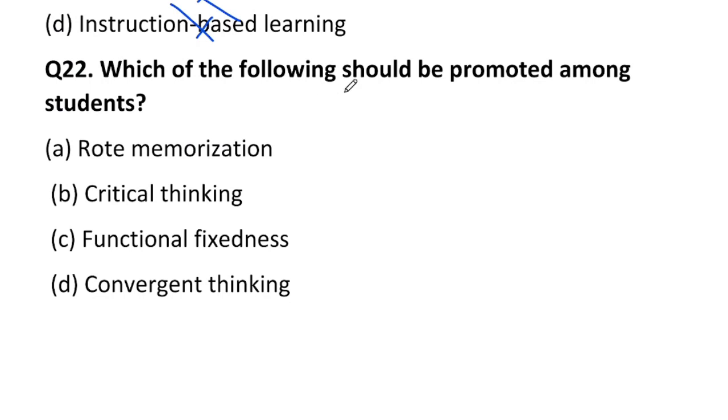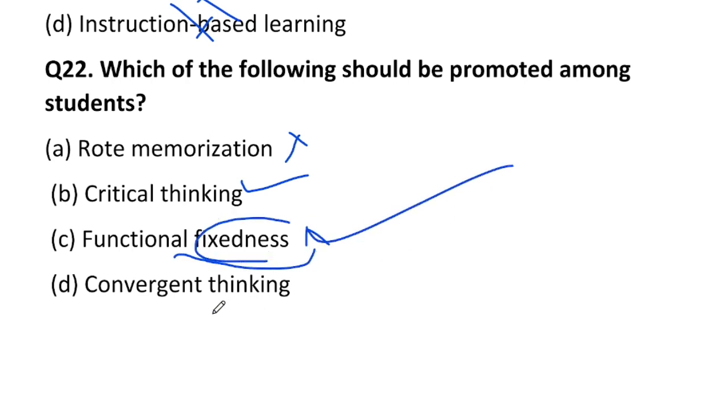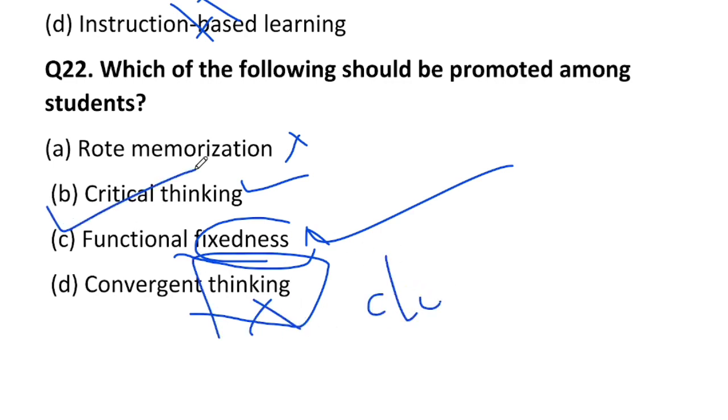Which of the following should be promoted among students? Rote memorization? No. Critical thinking? Yes. Functional fixedness? No. It is always variable, it is not fixed, it is flexible. Convergent thinking is not good. Always be divergent thinking. So the right answer is critical thinking.